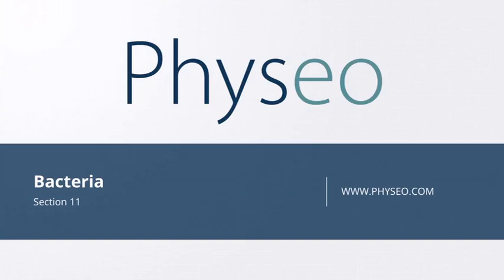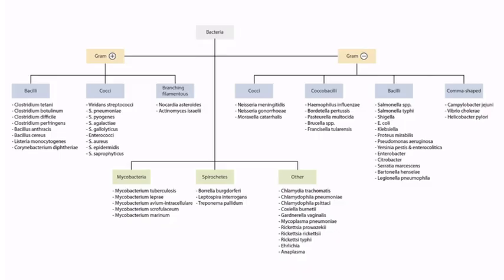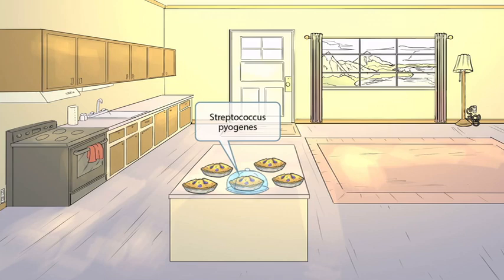Welcome to section 11 of bacteria. This is our bacteria overview figure, and in this video, we'll be discussing Streptococcus pyogenes, which you can see right here. This scene will take place in someone's home as they prepare for a nice Thanksgiving meal. Most people eat pie on Thanksgiving, so we'll show a delicious looking pie front and center. Pie sounds kind of like pyogenes, so this will be our symbol for Streptococcus pyogenes.